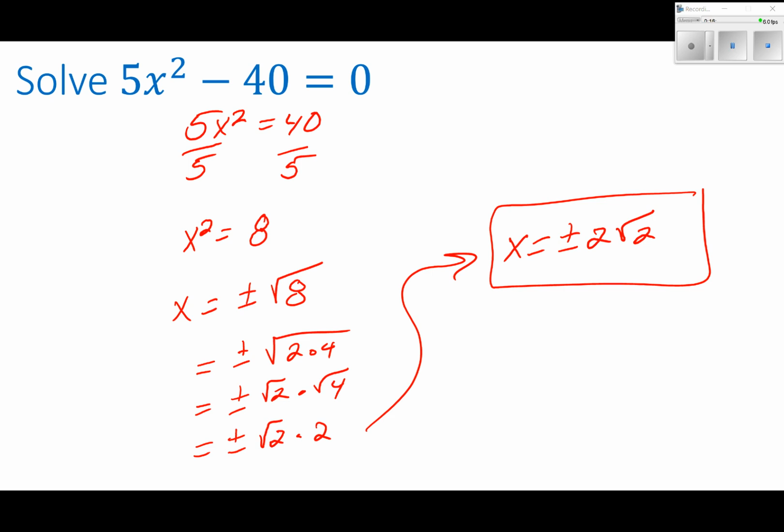Okay, so make sure you keep those under the radical, and then you can do your separation, break them apart. 4 was our only perfect square going into 8. So 2 root 2, not square root of 8. It is 2 root 2. And again, that plus minus, do not forget the plus minus.